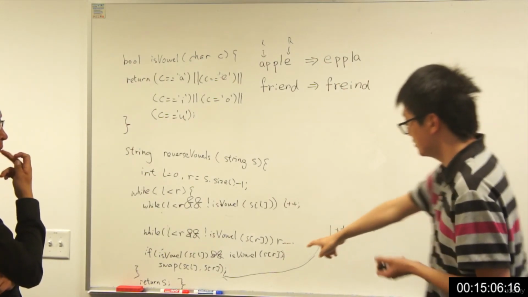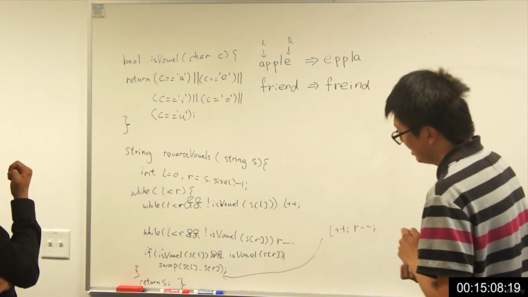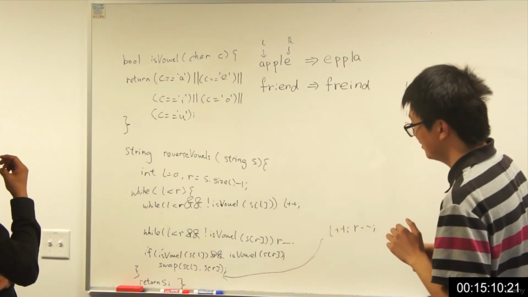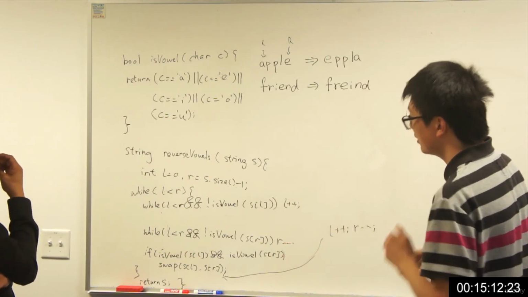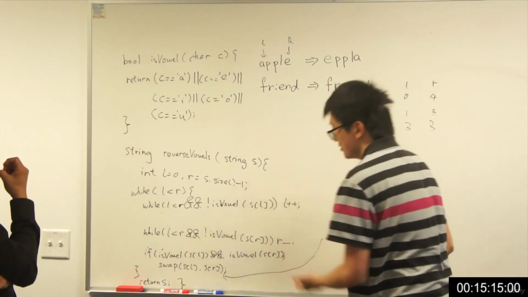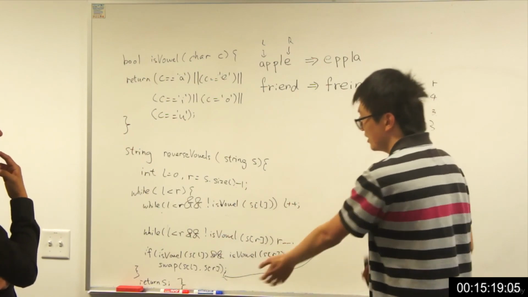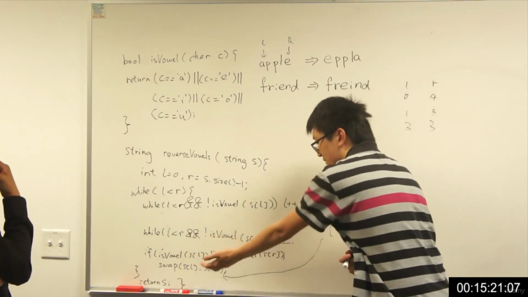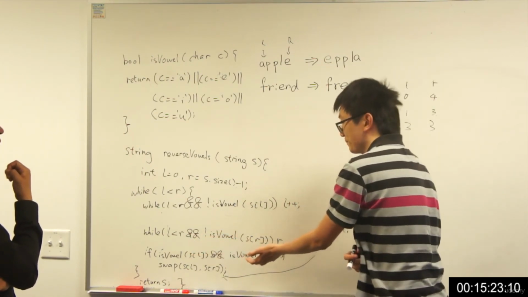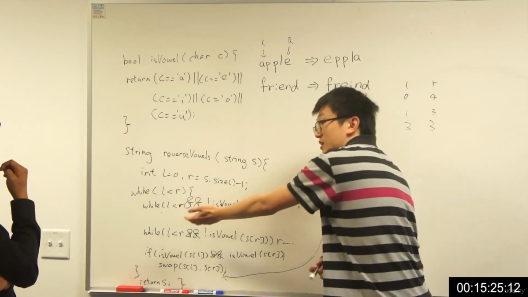And if you want to reduce the isVowel calls here, it's kind of hard. Or if you don't want to call this function, you can just check if L is less than R. It also works, because the only case where either of these two is negative should be L equal to R.